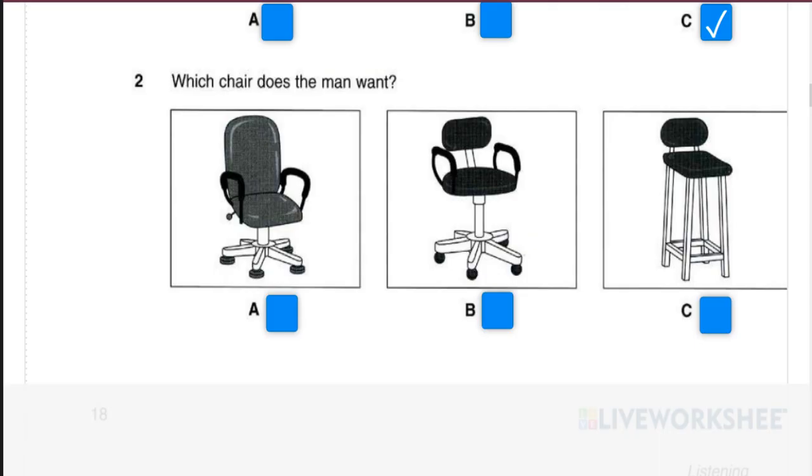Good afternoon. Can you show me your office chairs? I'm looking for something with a high back and arms.